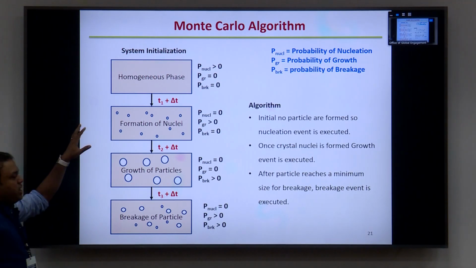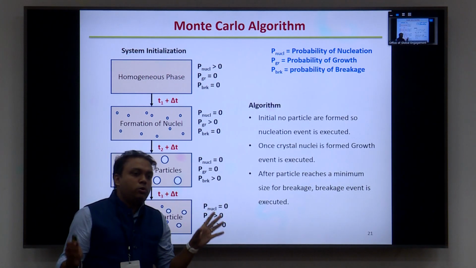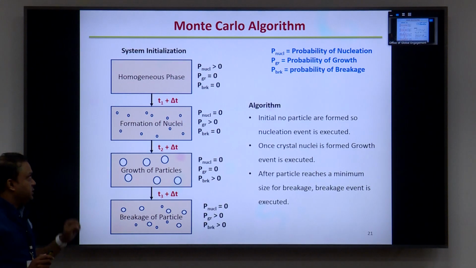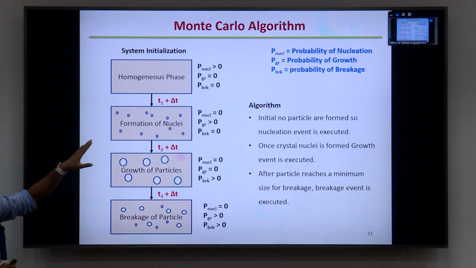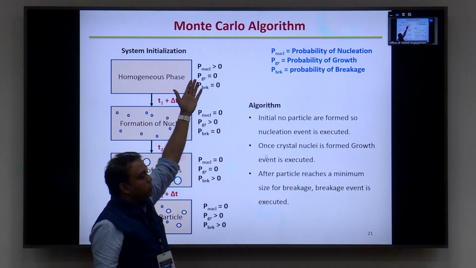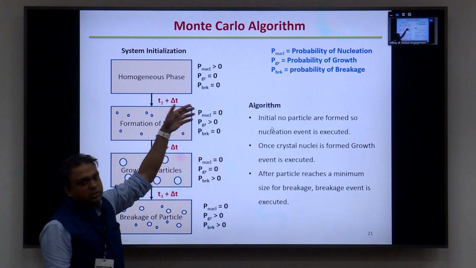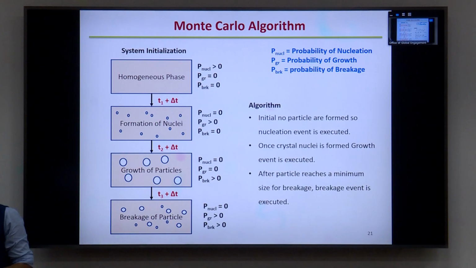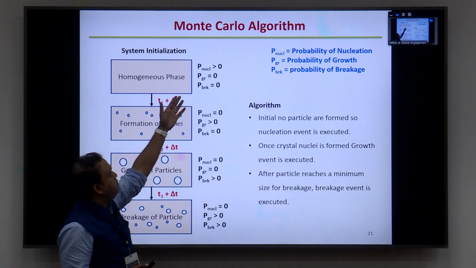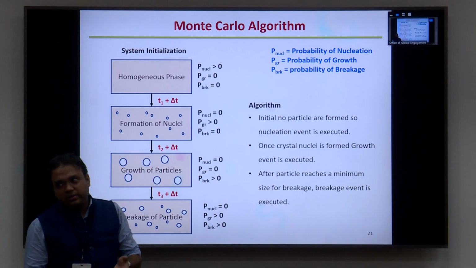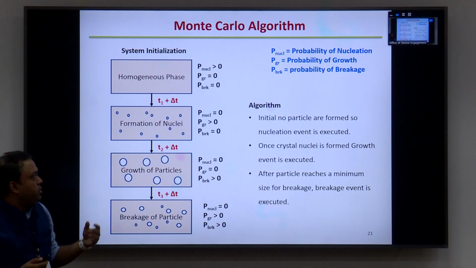Now suppose we have a homogeneous system, there is no solid present. For that case, the probability of nucleation is greater than 0, meaning particles will be forming. But there will be no probability of breakage and growth, because no particle is there, so there will be no growth or breakage.